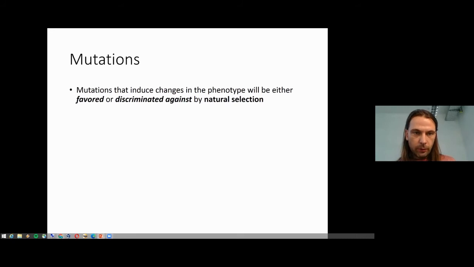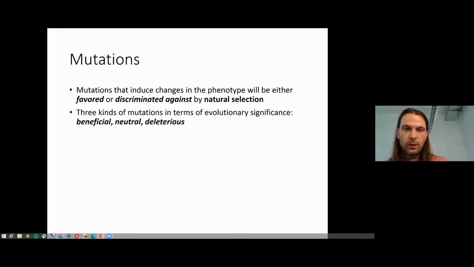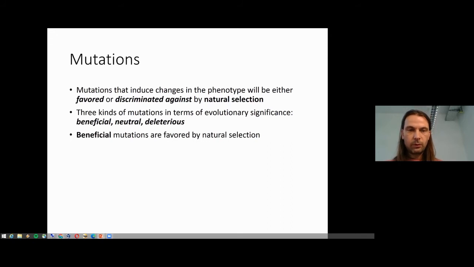We know they occur, and we know that they have three types of significance. They can be beneficial, they can be neutral, or deleterious. So beneficial are all those which are favored by natural selection.